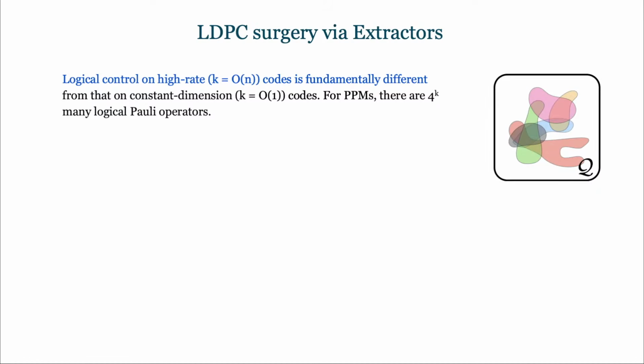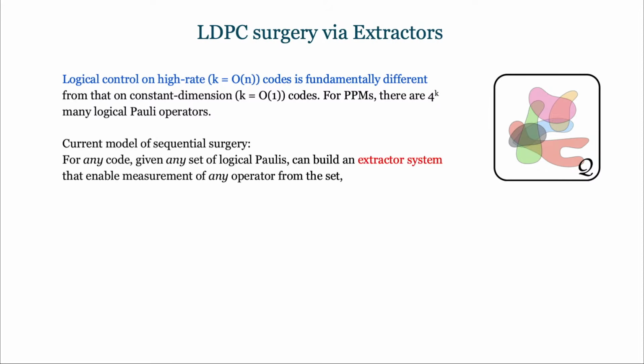And the conceptual way that I sometimes think about this is you have a quantum LDPC code, and your logical operators are like these different irregular shapes on the LDPC code that overlap all over the place, and they're very, very dense. And that's the logical control problem we have. So the current model of sequential surgery that has been developed over the past few years is the following. For any code, given any set of logical Pauli observables, think of this as the amount of logical control you want on your logical qubits, we can build an extractor system that gives you that logical control. You can measure any operator from the set of logical Paulis you've chosen. But the logical control is sequential, one at a time.